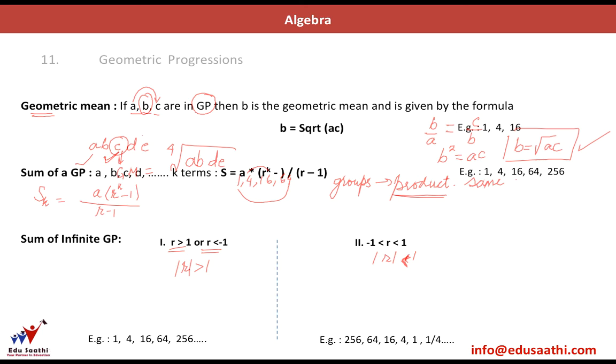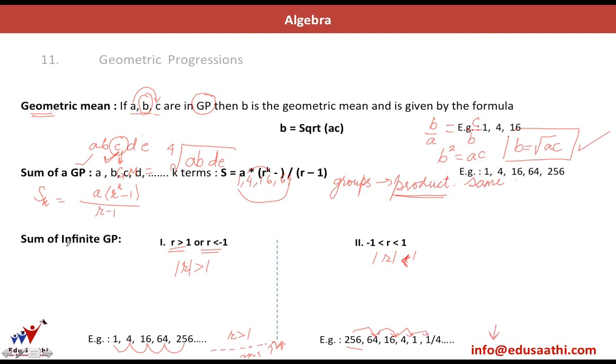Now, in the first case, the example that could be looked at is 1, 4, 16, 64, 256. That means your common ratio is greater than 1. That means the successive terms of a GP are increasing, they are in increasing order. Whereas in the second case, it is a decreasing GP. That means the successive terms keep on reducing.